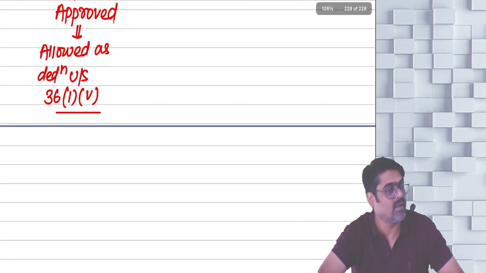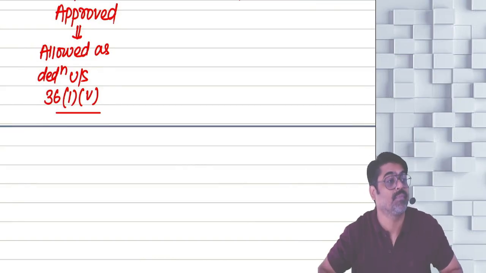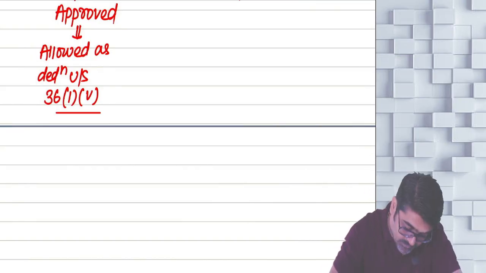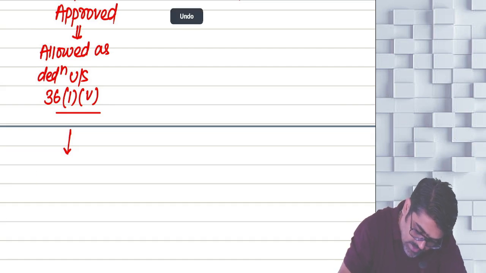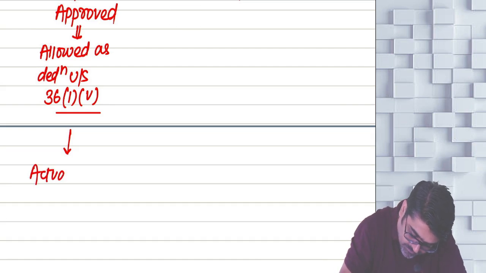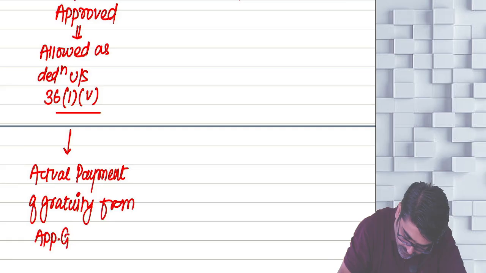Now tell me, in future when your employees retire, from this fund, actual payment of gratuity will happen? Tell me, actual payment of gratuity will happen from the approved gratuity fund.